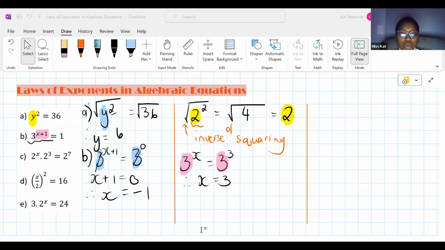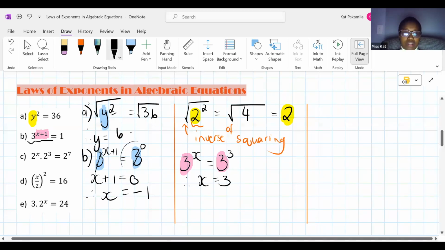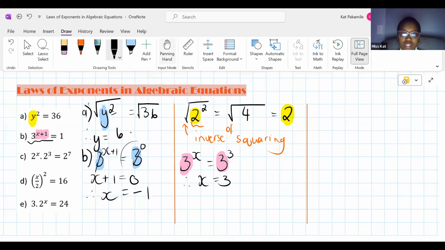Okay. So we wanted bases of 3. So in order to make bases of 3, if you have a 1, you can make it a 3 to the power of 0. Okay, guys. Then once the bases are the same, the bases fall away and you can equate your exponents. And that's how you solve for x.